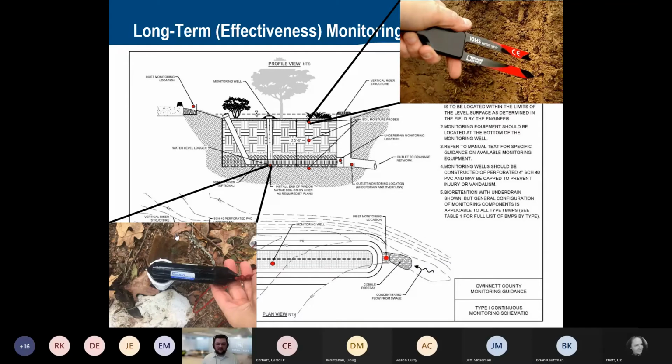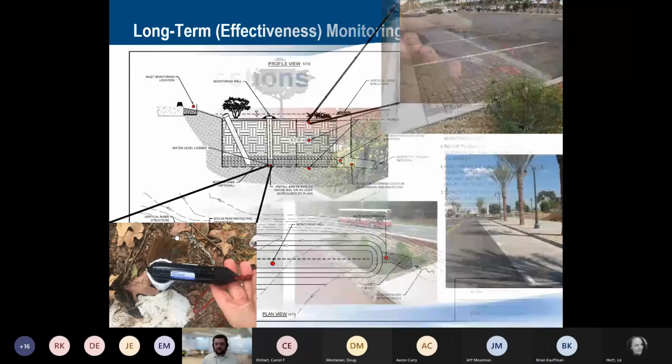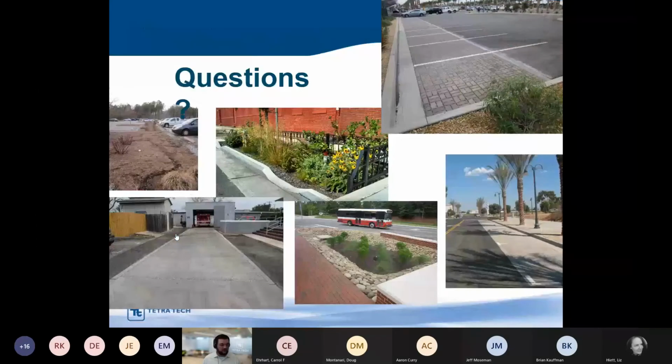I know the last thing that we want is to have more data to have to process and evaluate, but there are a lot of tools out there that you can use to pretty rapidly collect data that can go a long way to help make informed decisions on when and where to target your maintenance. So those are just a couple. With that, we'll take some questions.